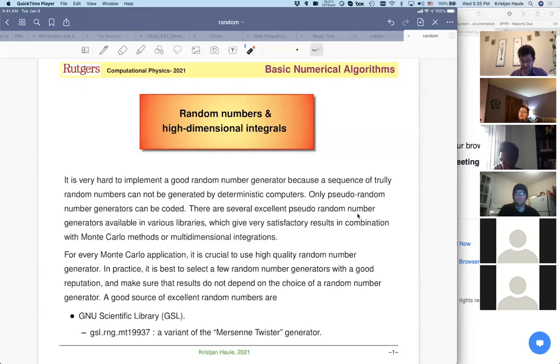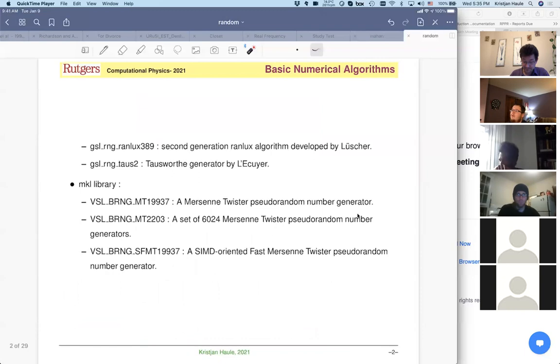One random number generator that was very heavily tested is the so-called Mersenne Twister generator 19937. It's implemented in the GNU Scientific Library, and it's also implemented in the MKL Library. So 19937. There are other pretty good random number generators, but this was pretty well tested.